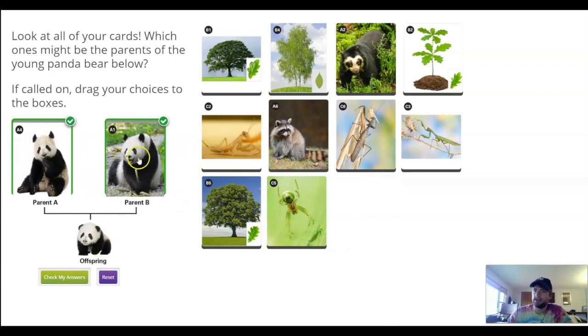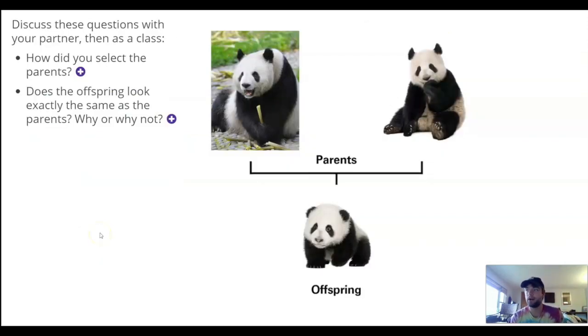And the reason that I picked that is because there are a lot of similarities between the baby and the parents. They have the same color ears, they have the same dark spots on their eyes, and they have the same shaped nose. And they do look a little bit different, but to me, these ones look the most similar to this baby panda as I can find. If you chose this one or this one, those are pretty good guesses, but it looks to me like these are the most similar. So it turns out we were right. These really are the parents to the offspring, or the baby panda bear, that is in the picture.